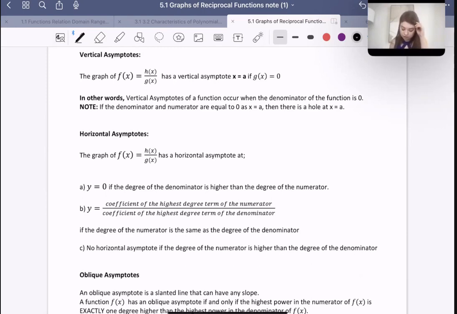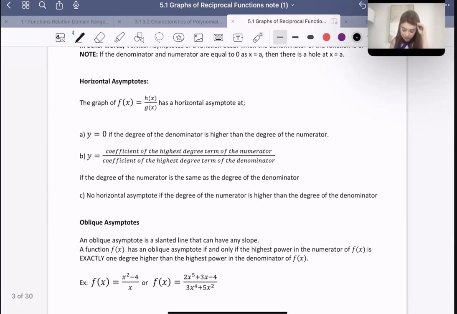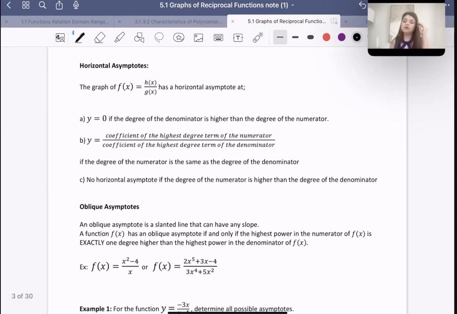As for a horizontal asymptote, that occurs depending on the degree of numerator versus denominator. So if the degree of the numerator is greater, then that means that there is no horizontal asymptote. If the degree of the denominator is higher than the degree of the numerator, it means the asymptote is at y is 0. And if the degrees are the same, then we just take the coefficient over coefficient, and that's going to be our horizontal asymptote, with just the leading coefficients there.